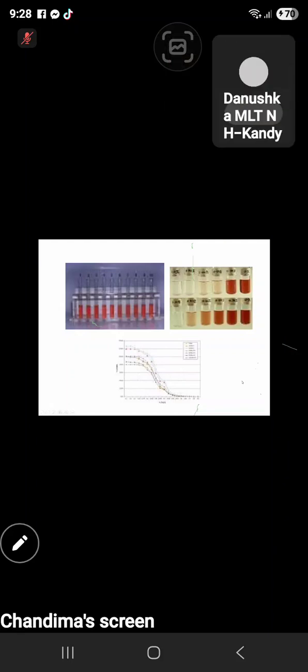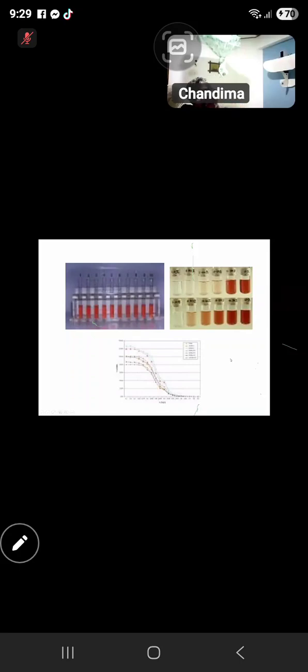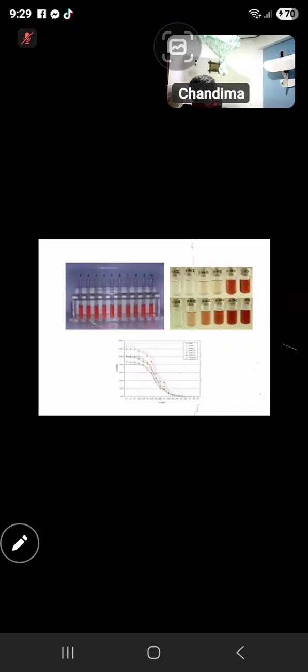I have a question regarding this, right? Yes. So what are the factors which normally influence the osmotic fragility of the red blood cell? Increase or decrease? Increase.